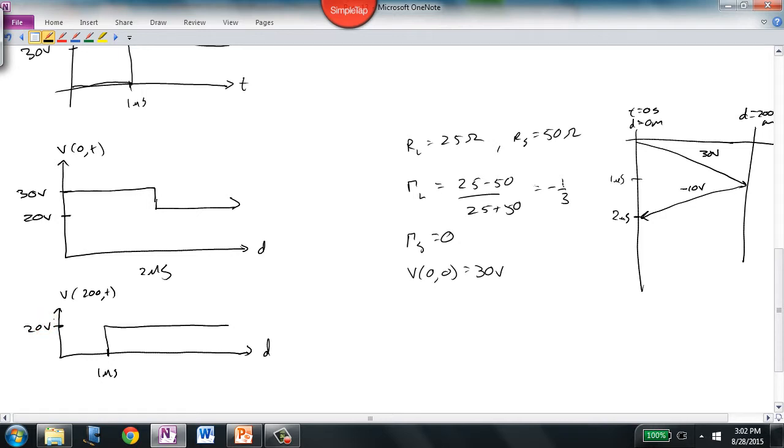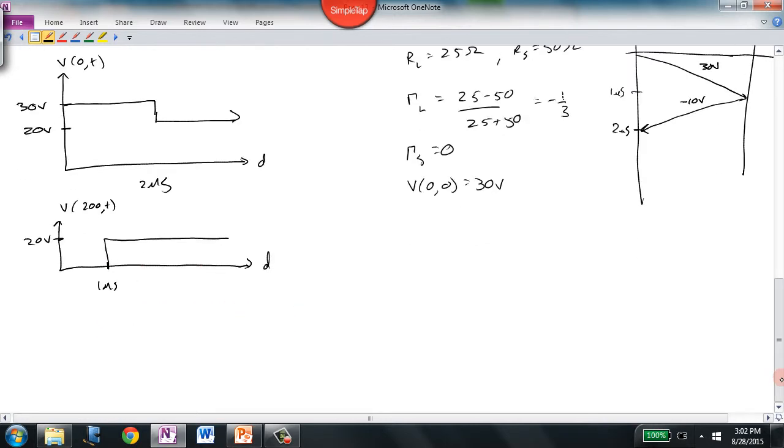So very different behavior on the input end versus the output end. Initially, for 2 microseconds after we close the switch, the input end of the transmission line actually reads 30 volts. It doesn't settle down to 20 volts until 2 microseconds is reached. And at the output end, there's 0 voltage for 1 full microsecond, and then the voltage rises to 20 volts for infinity after that.